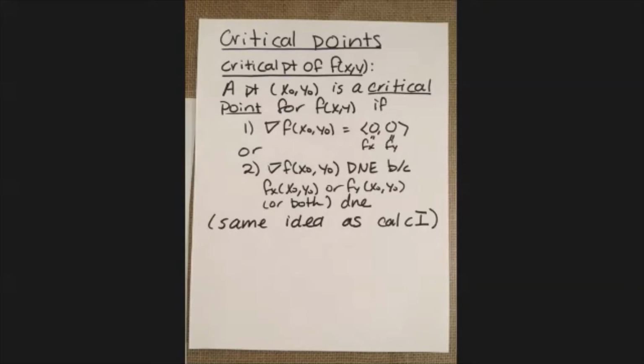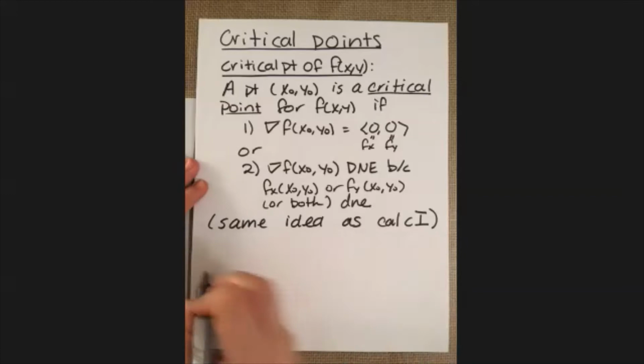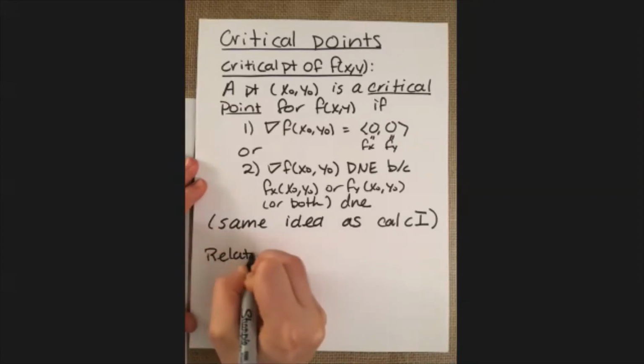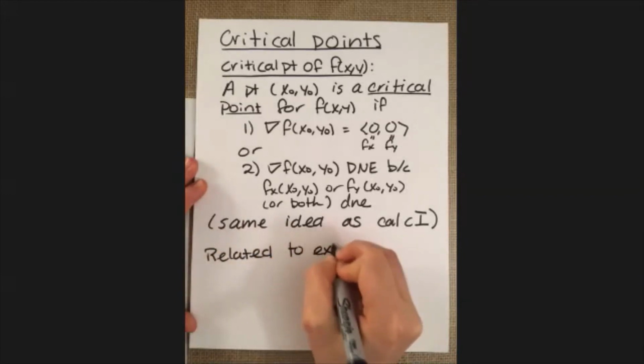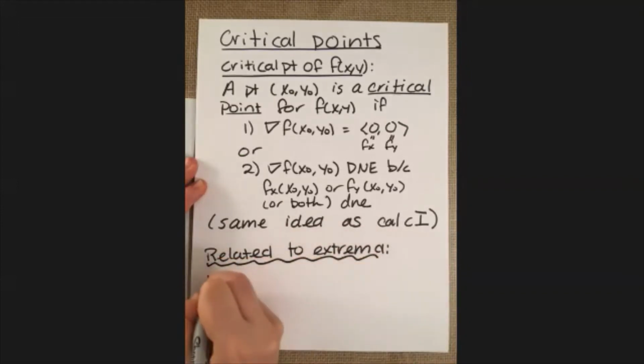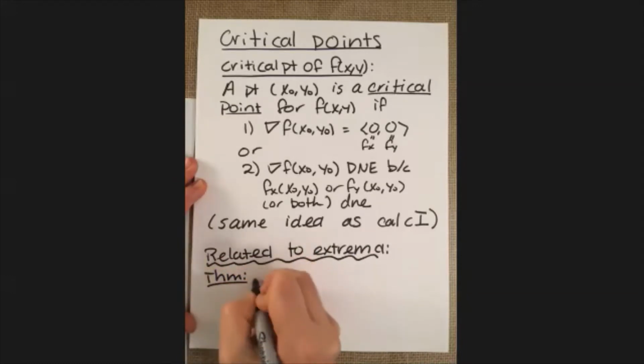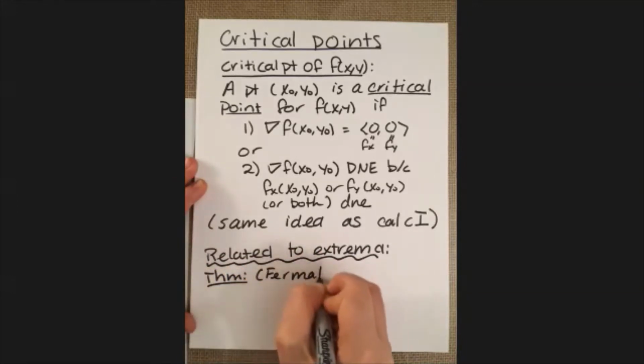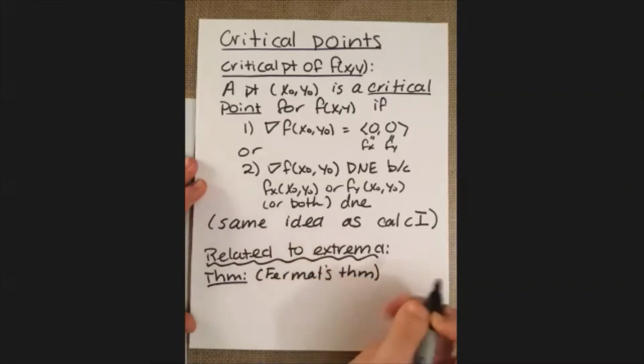And the importance of critical points can be tied back into the notion of optimization that you talked about in Calc 1. So I'll kind of summarize that here, but we're going to treat the idea of optimization and finding minimums and maximums in more detail in a separate video. But these are related to finding extrema, in that there's this really important theorem called Fermat's theorem that says that if we're going to find an extrema, we basically have to find a critical point first.